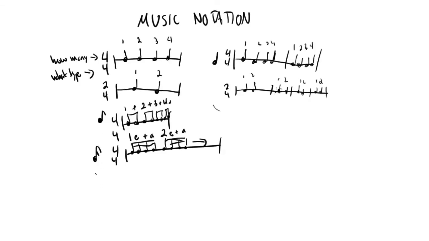A half note is like a quarter note, but it's hollow inside, and a whole note is just this without the stem on it. A half note is twice the value of a quarter note. A whole note is 4 times the value of a quarter note. So in a 4/4 measure, you could have one whole note, or you could have 2 half notes.